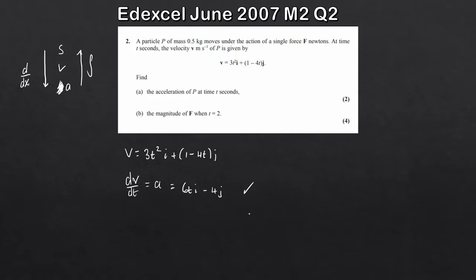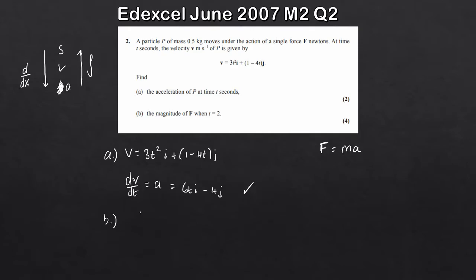Part B, there's a little bit more work involved here, because what we're looking for now is the magnitude of F when t is equal to 2. So how do we get F? Well, remember Newton's laws, F is equal to ma. Force is equal to mass times acceleration. We have the mass, 0.5 kilograms, and we have the acceleration, that's what we've just worked out. So we can put all that together now to work out F.